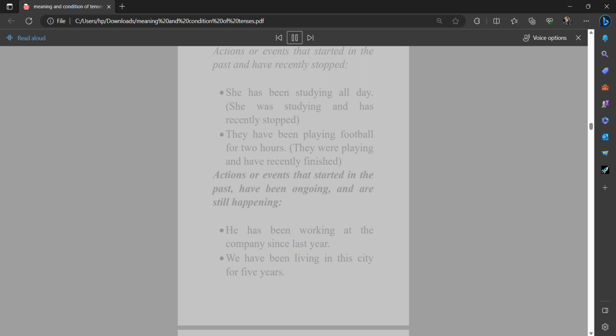Actions or events that started in the past and have recently stopped. She has been studying all day. She was studying and has recently stopped. They have been playing football for 2 hours. They were playing and have recently finished. Actions or events that started in the past, have been ongoing, and are still happening. He has been working at the company since last year. We have been living in this city for 5 years.